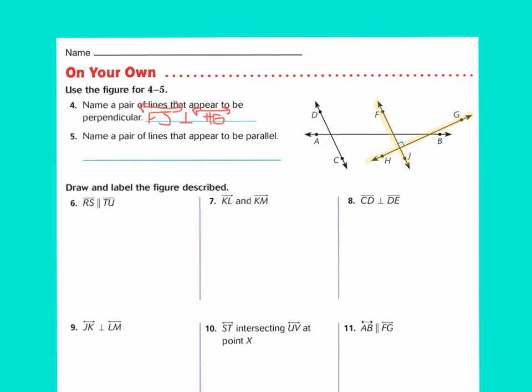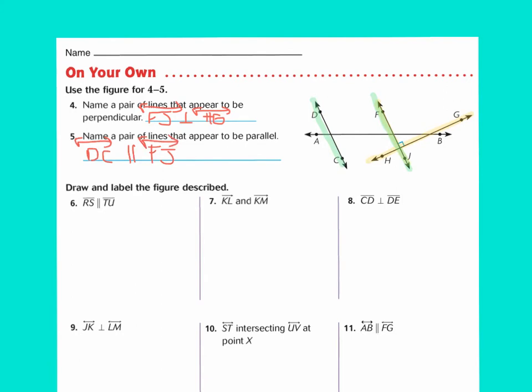And then question number 5 says name a pair of lines that appear to be parallel to each other. The lines that I see that appear to be parallel are line DC and line FJ. So let's get those labeled. DC appears to be parallel to FJ. We want to put those line symbols up top.